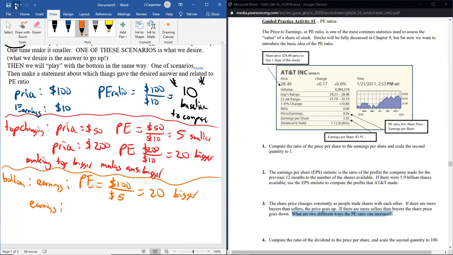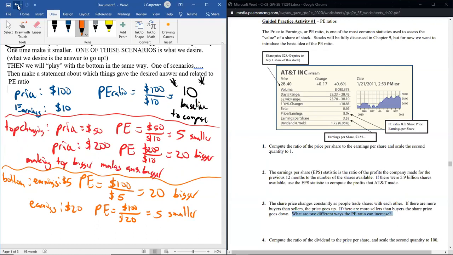Now, let's make the earnings small. I thought I wrote the 5. I must have erased it accidentally. The earnings was 5. Shoot. There we go. Now, instead of going down in comparison to 10, let's go up. Maybe 15. How about 20? I like 20. Let's make the earnings 20. So that makes its PE ratio now, the 100 does not change, but the bottom does. The bottom changed to the 20. 100 divided by 20 is 5, which in comparison to the 10 is smaller.